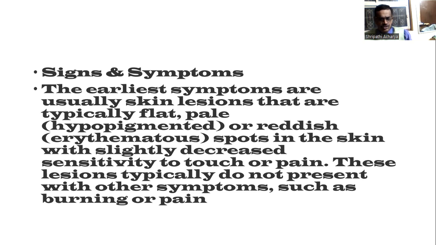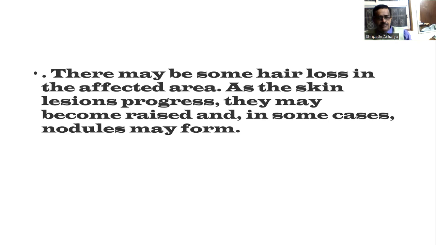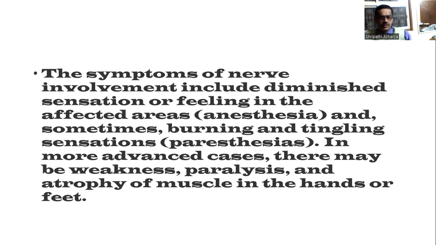These lesions typically do not present with other symptoms such as burning or pain. There may be some hair loss in the affected areas. As the skin lesions progress, they may become raised and in some cases, nodules may form. The symptoms of nerve involvement include diminishment of sensation or feeling in the affected areas, anesthesia, and sometimes burning and tingling sensations, with paresthesia. In more advanced cases, there may be weakness, paralysis, and atrophy of muscle in the hands or feet.